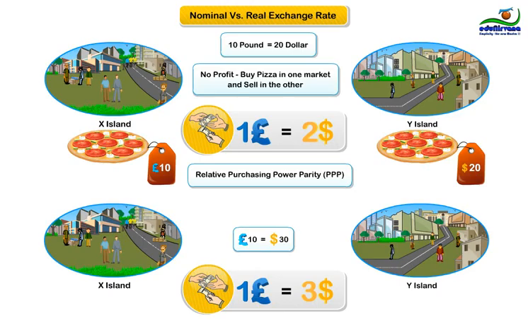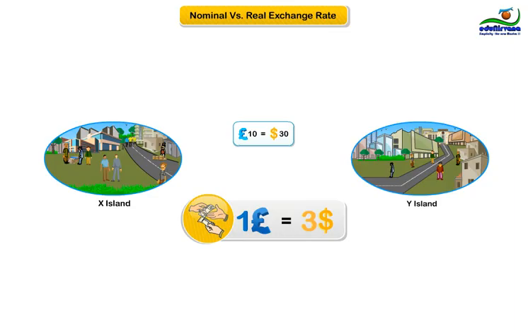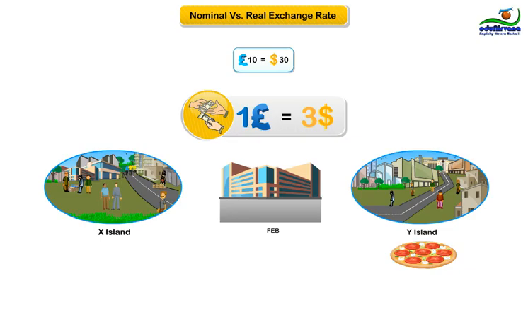The reason for this decline is simple. As pizza is expensive in Y island, inhabitants of X island will import it from Y. Since the payment has to be made in pound, demand for pound will rise and supply of dollar will increase, which will result in appreciation of pound or depreciation of dollar. Note that depreciation in dollar is exactly equal to 50%, that is, assumed inflation rate.